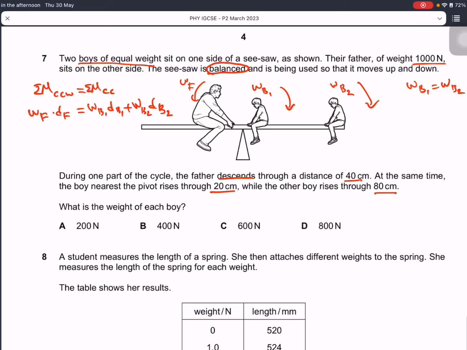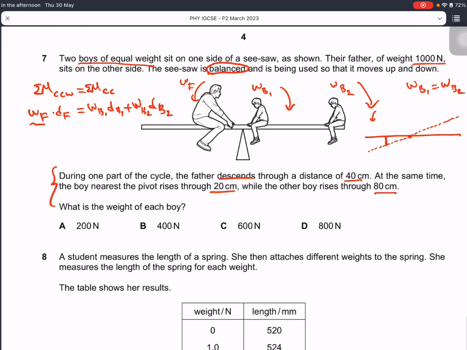What parameters do we know? We know this 1000, the rest we don't know. That's why this figure will help us define the distances. The seesaw used to be like this. This is the pivot. Now the father lowered a little bit down. So let me just draw the seesaw like this. It says the father's side descends.